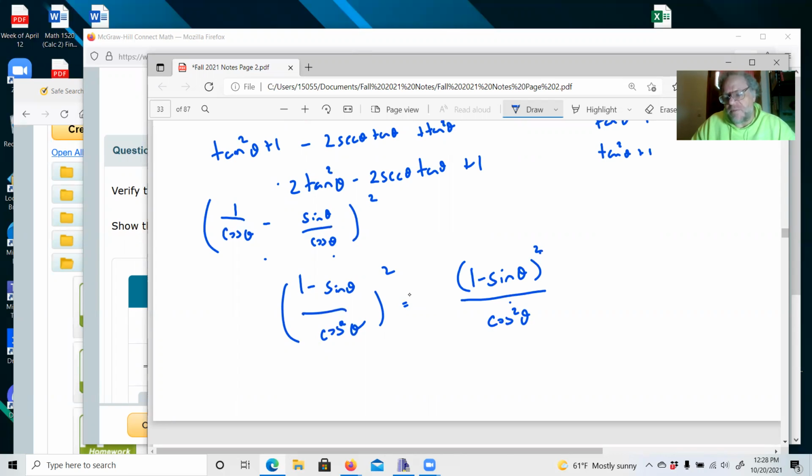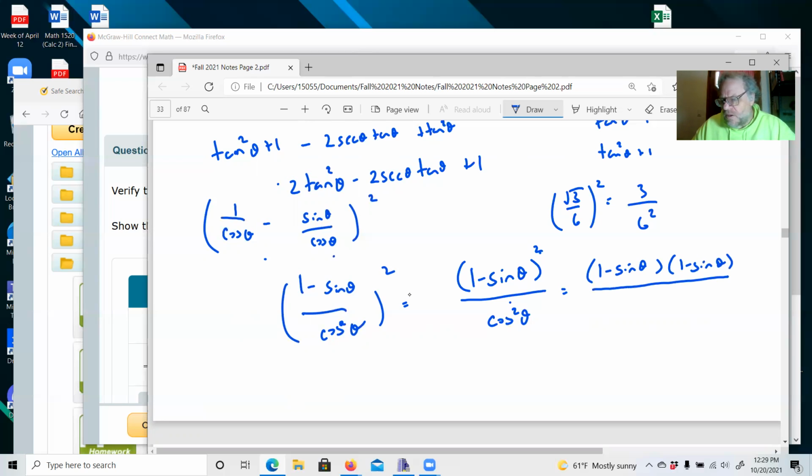Okay, so just like we could do that, right? We have square root of 3 over 6 squared. We could say something like this is 3 over 6 squared. Okay, we could do that. So that's all I did here. And then we're going to have 1 minus sine theta, 1 minus sine theta over cosine squared, right?